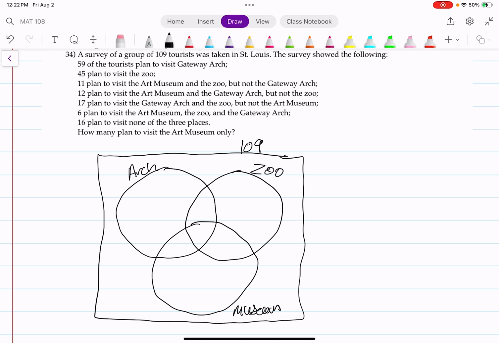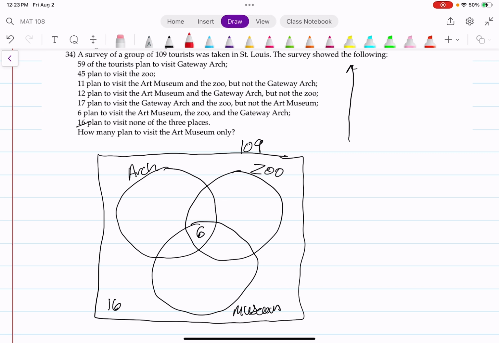You want to read this list starting with the innermost intersection and work our way out. What do I mean by that? You want to read the information from bottom to top. Start from the bottom, read up to the top, and it says that 16 plan to visit none of those 3 places. So 16 goes outside of the circles. 6 plan to visit all 3, the art museum, the zoo, and the arch. 6 goes in the intersection of all 3.